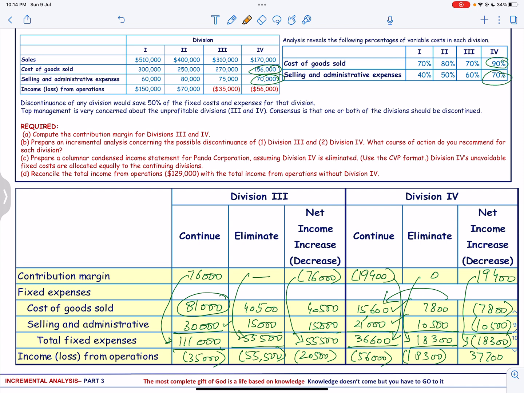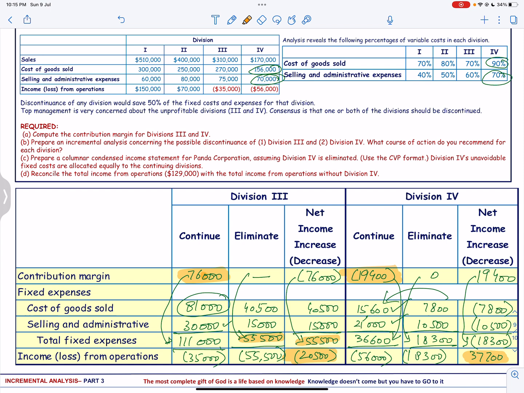So what we can see from this information is that division 3 should be continued, and the reason is that the contribution margin of 76,000 is greater than the savings in the fixed cost of 55,500. So the elimination would result in the income from operation decreasing, as you can see, by 20,500. So division 3 should be continued. Division 4 should be eliminated because it is producing a negative contribution margin, and income from operation will increase by 37,700 if we discontinue division 4.